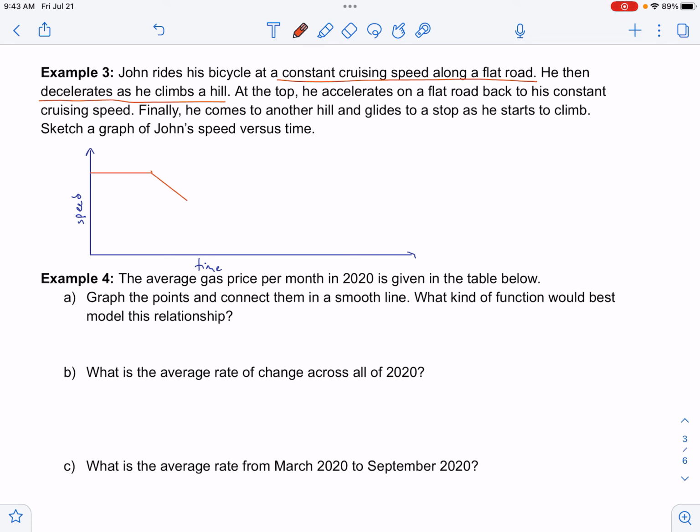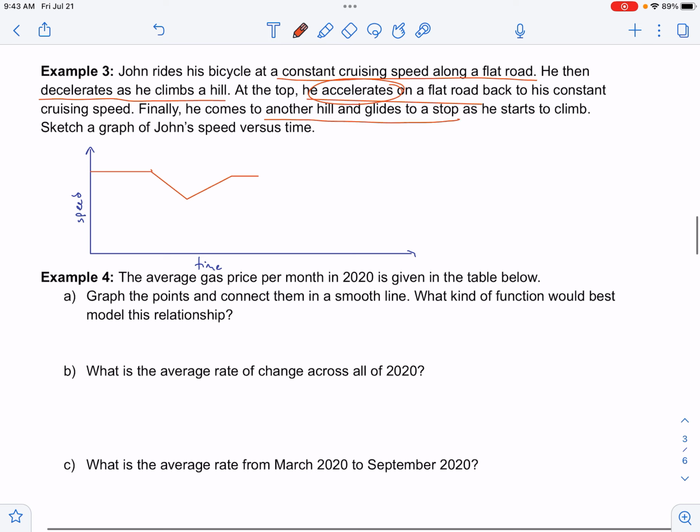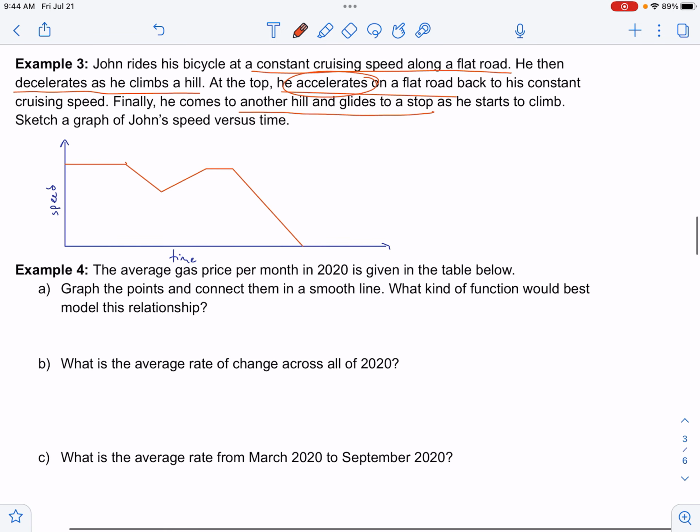At the top, he accelerates on a flat road. So he's accelerating back to his constant cruising speed. Finally, he comes to another hill. So sorry, he's got a constant cruising speed. He comes to another hill and then glides to a stop as he starts to climb. So eventually, his speed is going to go all the way down to 0 because he glides to a stop there.